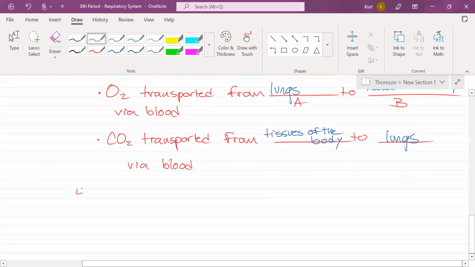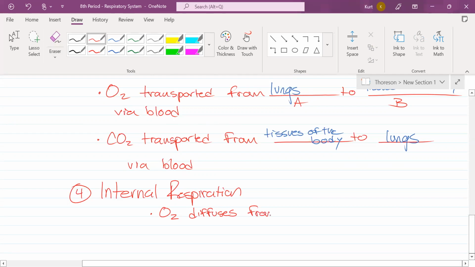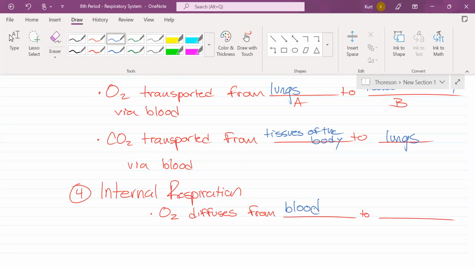Then we have our 4th and final step. I'm trying to hustle so we can wrap it up today. As Alex said, there's an external and there is an internal respiration. This is in your blood. Oxygen diffuses from blank to blank. So when the oxygen is in your blood, where is it being deposited? Where is it being delivered? No, the oxygen is in your blood. Your lungs allowed it to enter your blood.